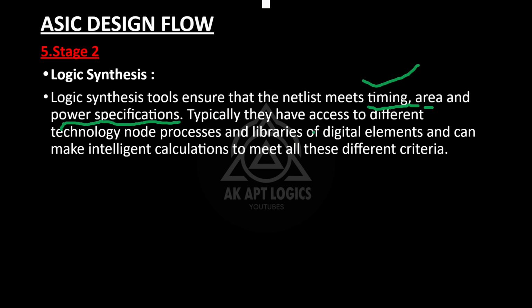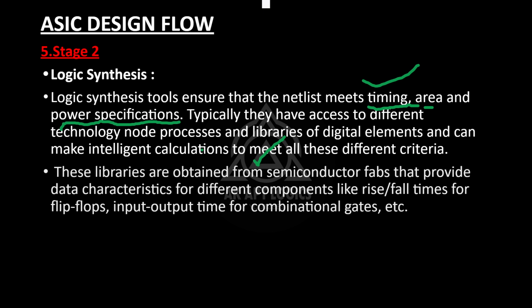Typically, they have access to different technology node processes and libraries of digital elements and can make intelligent calculations to meet all the different criteria. There are many libraries and calculation engines for this purpose, for checking whether the power, timing, and area are matched or not. These libraries are obtained from the semiconductor fabs.